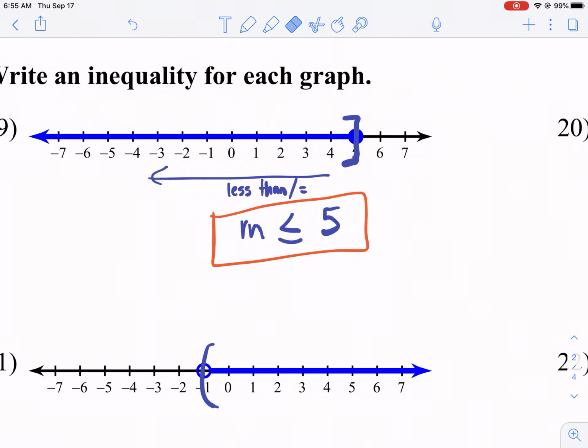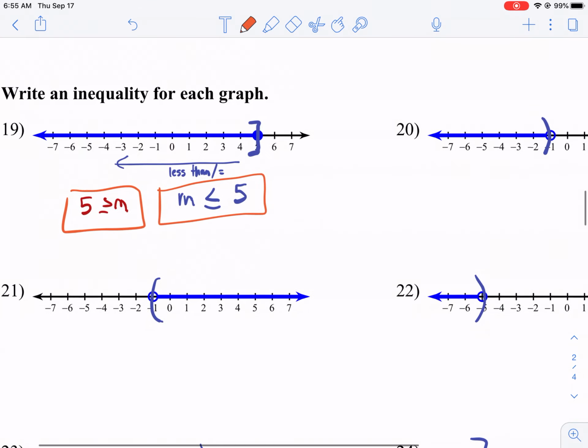Now, is this a correct answer? Let me rewrite it over here. Is this a correct answer? Like that. Is that a correct answer? Yes, it is. Both of these are saying the same thing. That's why you shouldn't get in the habit of saying, oh, the inequality points a certain way. No, it's all in relation to where it is in regard to the variable.